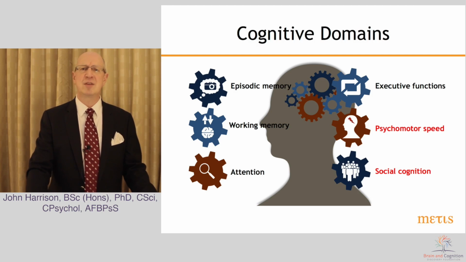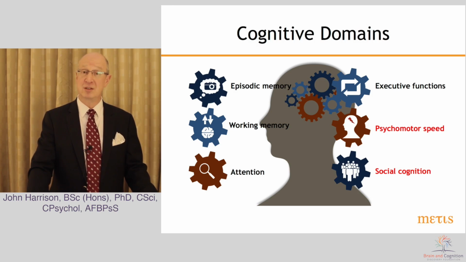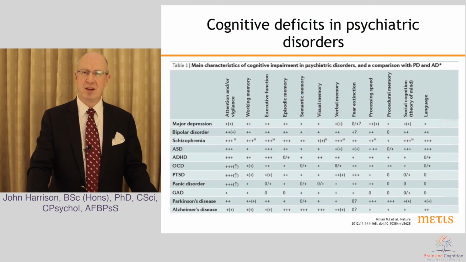And I'd say much the same for things like social cognition. I think social cognition is cognition in the terms I've described it, but in a social context. So the cognitive domains that I think are of principal interest to us would be episodic memory, working memory, attention, and executive functions. And why do I think that's interesting?